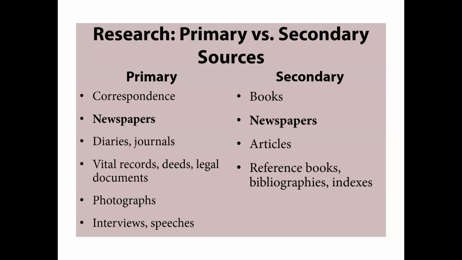A good rule of thumb to remember when we're doing this research is primary source materials are providing the first-hand evidence of an event, person, place, or object, and secondary sources are published materials that utilize primary source materials. So your primary source materials are those items that are found in the archives and include items like correspondence and newspapers and diaries and vital records and other documentation. Your secondary sources also could include newspapers, but are more like books and art and reference books and bibliographies and indexes. So just keep that in mind when you're doing this research.